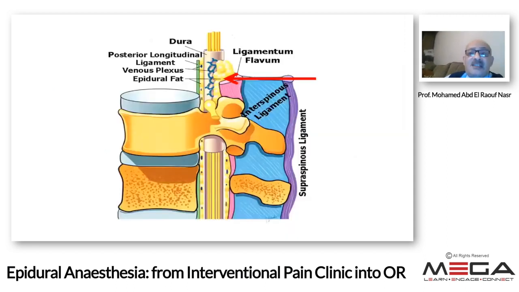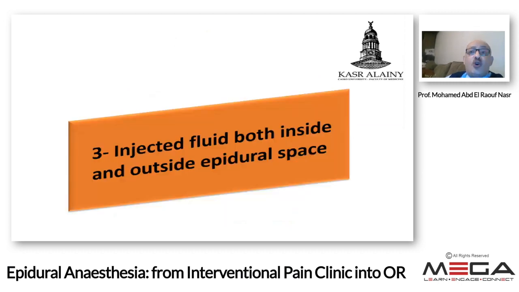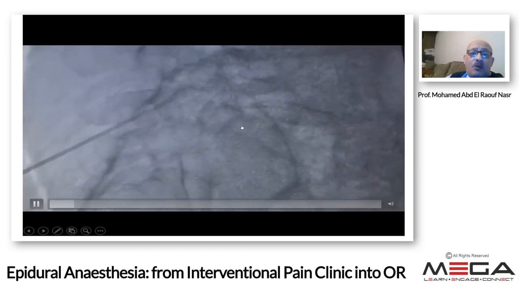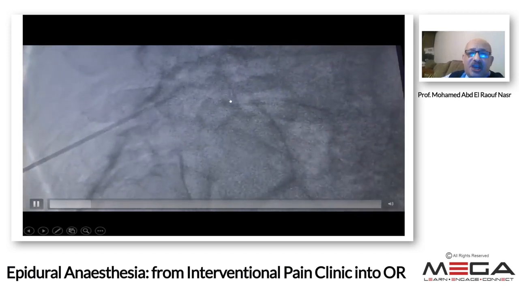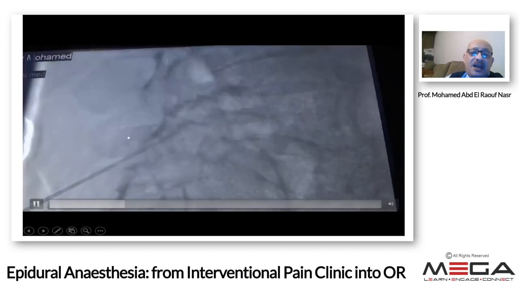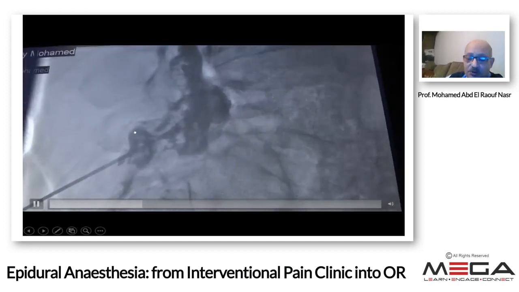Now, if we advance our needle a little bit anteriorly, we are in the epidural space. Could part of the needle be inside the epidural space and part of the needle outside of the epidural space? That's what happened in such a case. We got a loss of resistance, we are injecting our dye, and as you see, part of the dye is inside the epidural and part of the dye outside the epidural space.